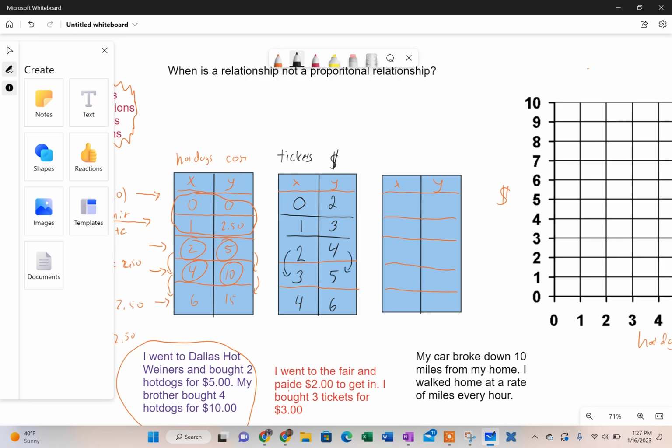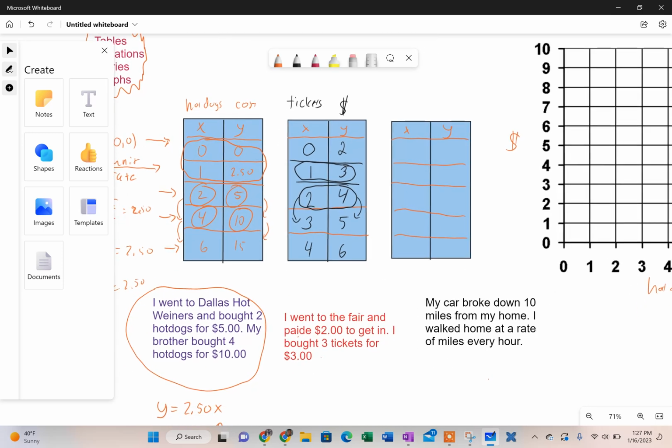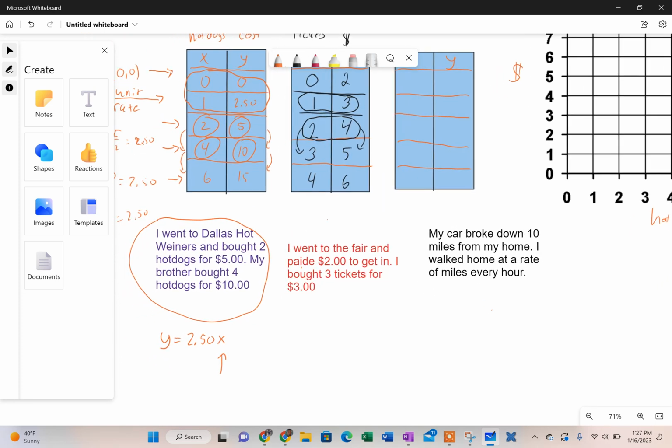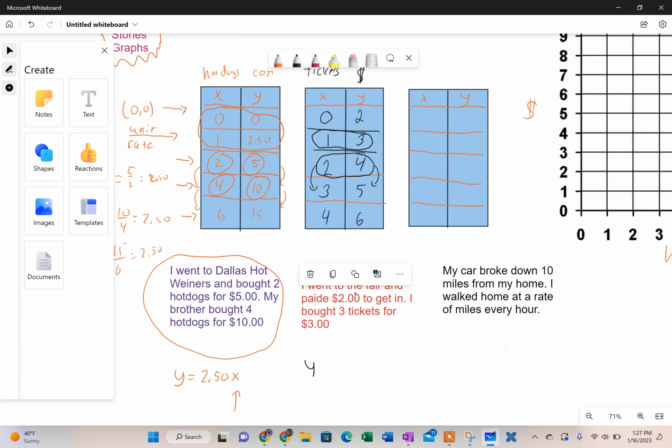But the problem is, if I were to divide 3 divided by 1, I'd get 3. If I were to divide 4 divided by 2, I get 2. So you can't actually determine the unit rate. The actual equation for this would be y equals 1x plus 2. And the problem is, here, I'm adding nothing. But here, I'm adding 2.